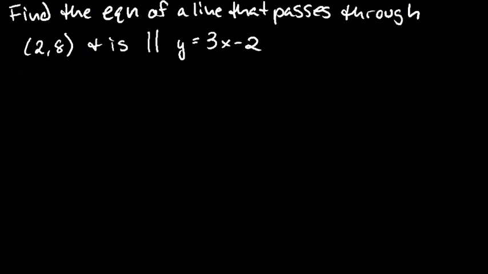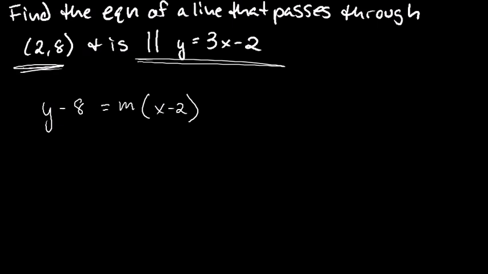Find the equation of a line that passes through this point. So I have this point, so I know that it's going to be y minus 8 equals, I don't know what my slope is yet, times x minus 2. So let's look at the rest of this. Is parallel to this line. Well, I know if they're parallel, I should have the same slope. So if my slope is 3 for this line, I know for my new line, my slope needs to be 3. So I'm going to go ahead and plug in 3 down here.